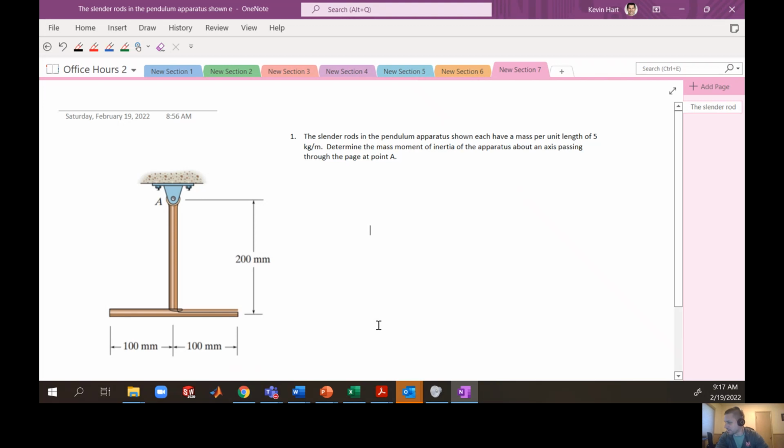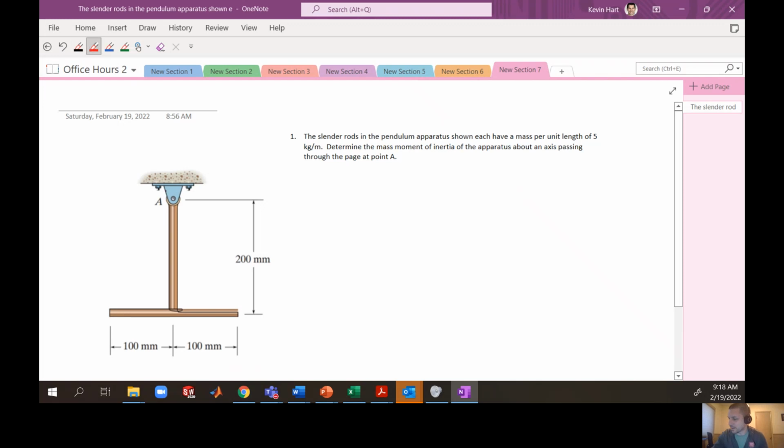We want to determine the mass moment of inertia of this apparatus about an axis passing through the page at point A. So here's point A here. And we want to know what the mass moment of inertia is about an axis that's perpendicular to the page passing right through point A. So the beauty of making a recording is that you can pause the video right now if you want to sketch this object yourself, or if you want to copy the problem statement down, you can go ahead and do that. Otherwise, I'll assume that you'll have it done, and we'll just go ahead and get on with the problem.